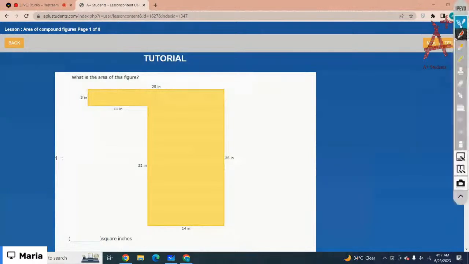Okay, you can divide this shape into two rectangles, A and B, and then you can solve them. Got it? You can calculate the area of both the rectangles and then you have to add them. Got it? The area of rectangle A is length times width, that is 25 times 14.